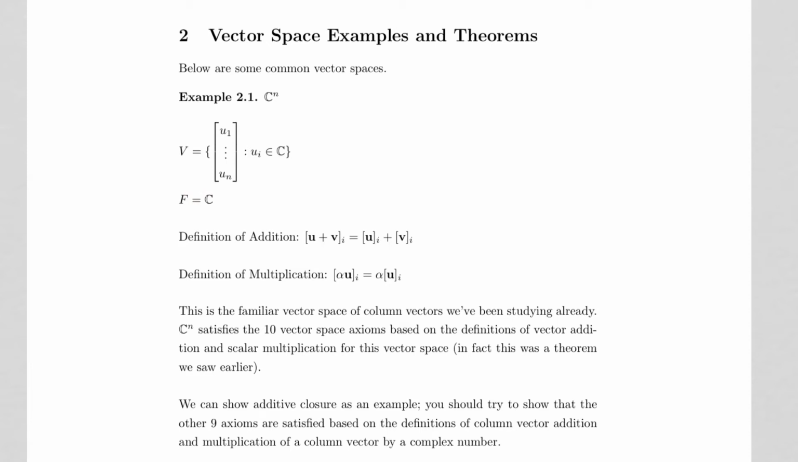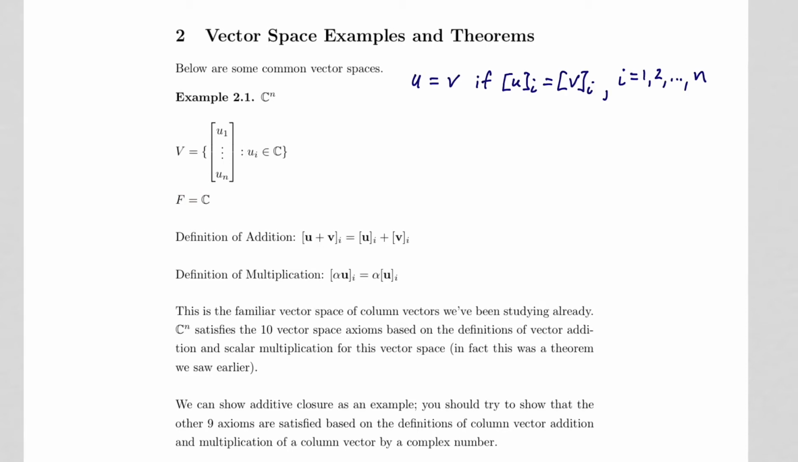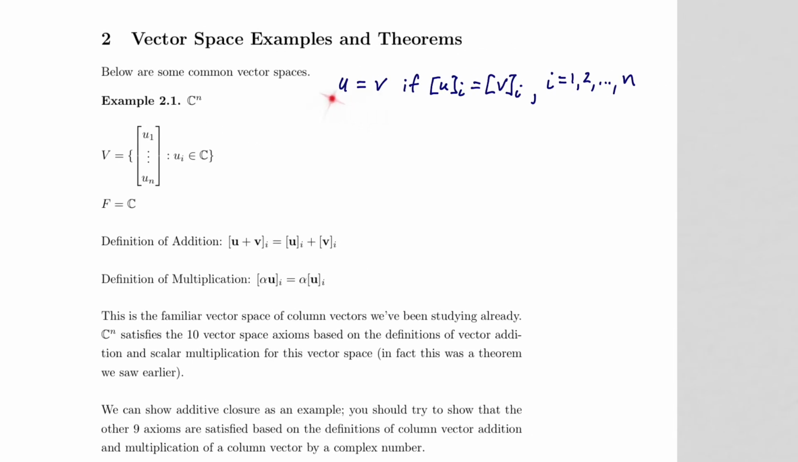The definition of equality we saw previously, but let's write it out again real quick for review. So remember, two vectors u and v, two column vectors here, are equal if the component in position i of vector u is equal to the component in position i of vector v for i equals 1, 2, 3, up to n. So for all i from 1 to n.